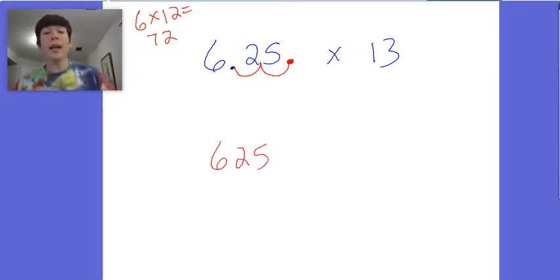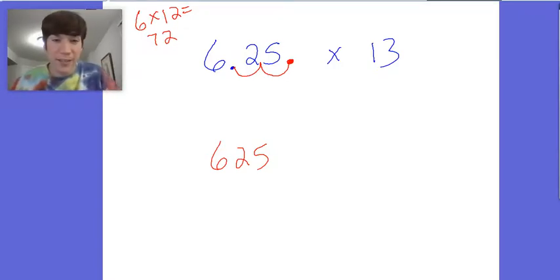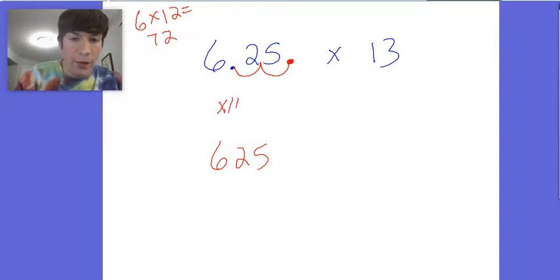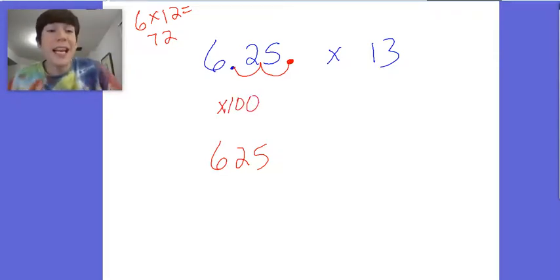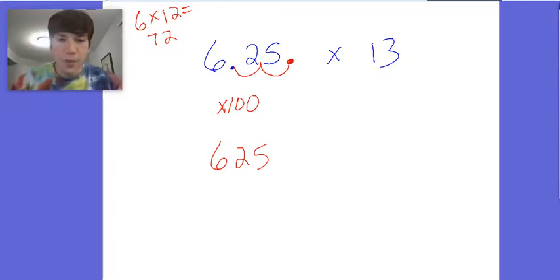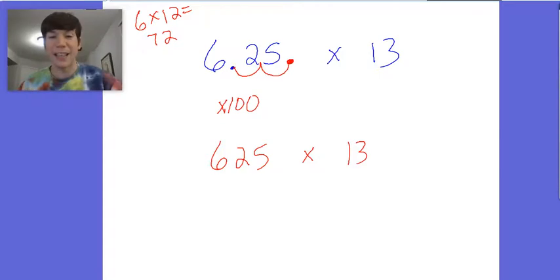Now, when I moved it over twice, I have multiplied by 10 twice, which is the same as multiplying by 100, which means I've actually made that number 100 times bigger. I've changed this problem. So I'm going to do 625 times 13. I'm not going to do anything to that second number because it's already a whole number.